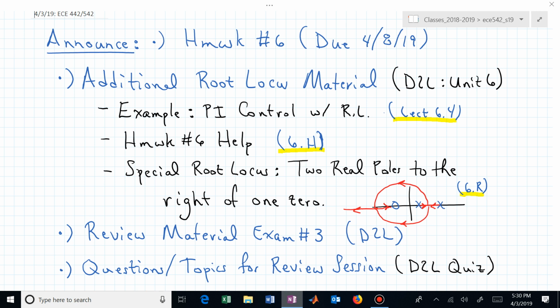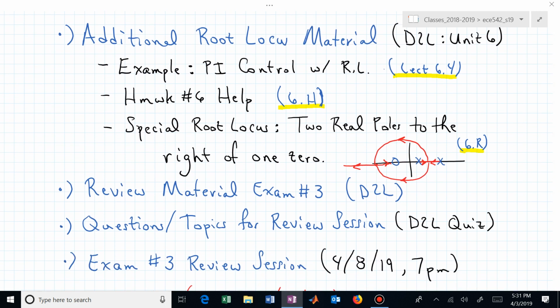But homework number 6 is due on Monday, and the additional root locus material, there's one dealing with PI control with root locus. Obviously that one may not be applicable until maybe after today's, maybe even after Monday's, but I think you can watch it. The homework number 6 help might be useful now actually to watch. That talks about open loop poles and zeros, closed loop poles and zeros, and how they are connected via the root locus.